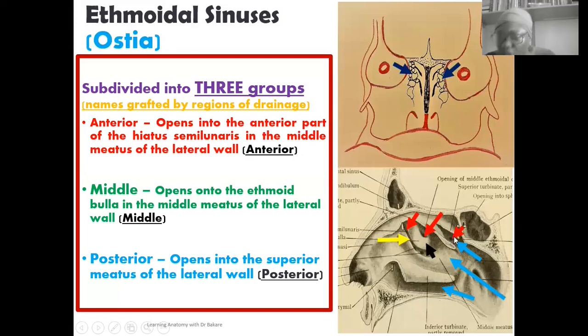So if it is opened onto the superior meatus, it means it is located posterior to the opening of the middle ethmoidal sinus. So if you look at this position in terms of how they are placed within the lateral wall of the nasal cavity, you see that the anterior is opened into the anterior part, the middle is opened into the middle part, while the posterior ethmoidal sinus is opened into the posterior part of the lateral wall of the nasal cavity. And this is where the name is being derived from. It is based on the position on the lateral wall of the nasal cavity where they are opened into.